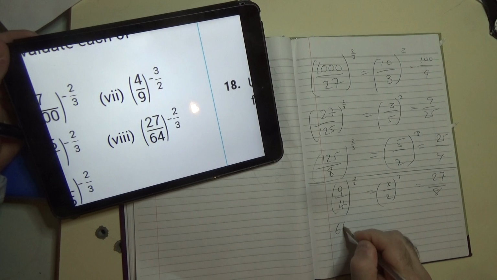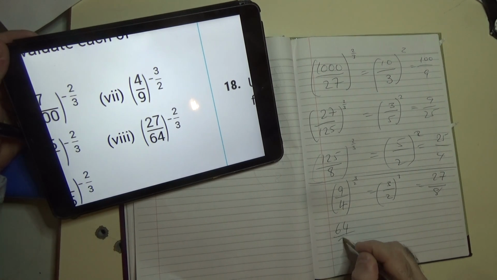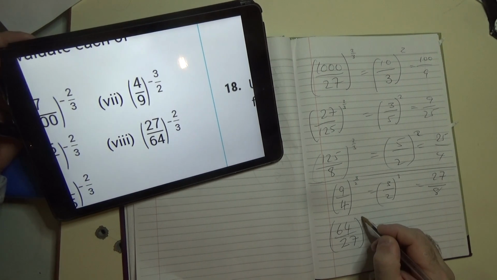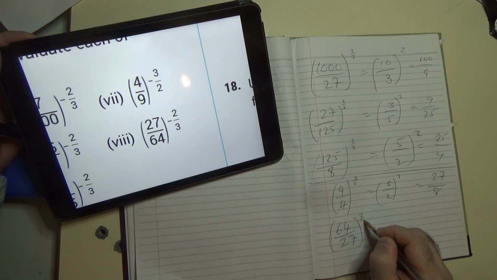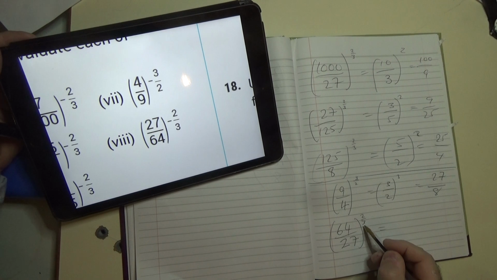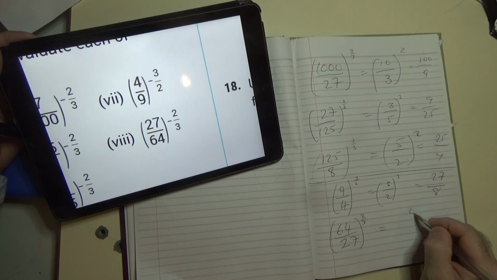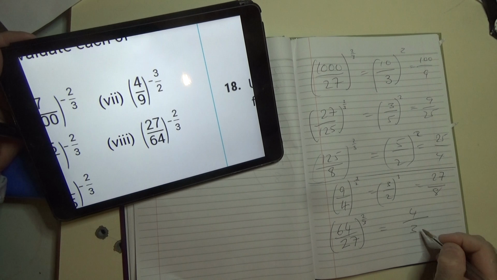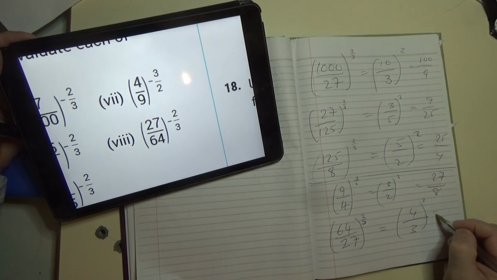Last one: reciprocate, negate, fancy word for changing sign, distribute the root, distribute the square.